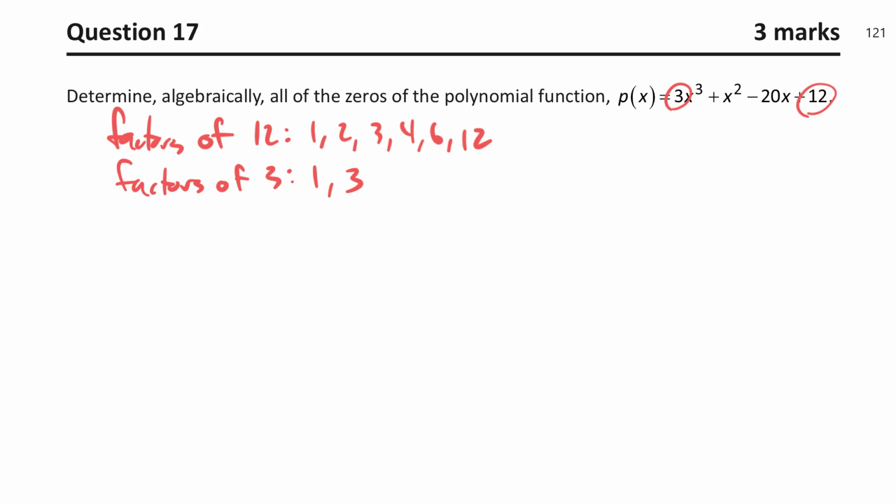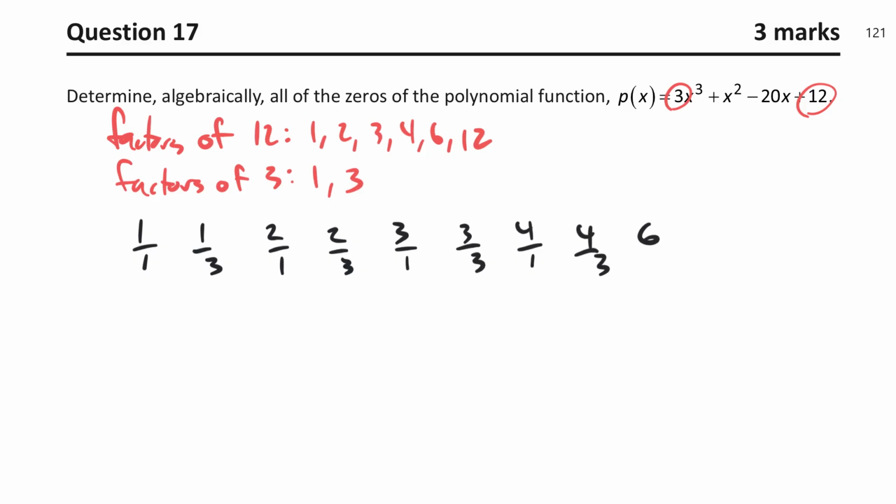Then we have to stack them up in that fraction, so you're going to have all the different combinations. So you have 1 over 1, 1 over 3. You're going to have 2 over 1, 2 over 3, 3 over 1, 3 over 3, 4 over 1, 4 over 3, 6 over 1, 6 over 3, 12 over 1, 12 over 3.